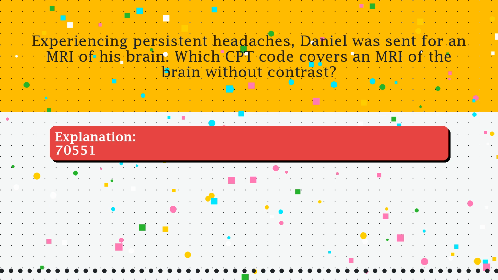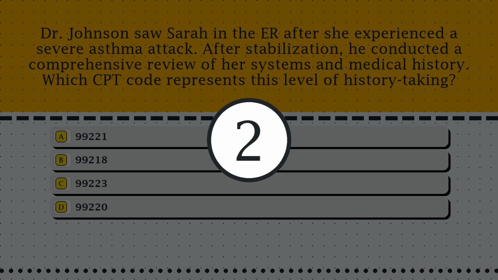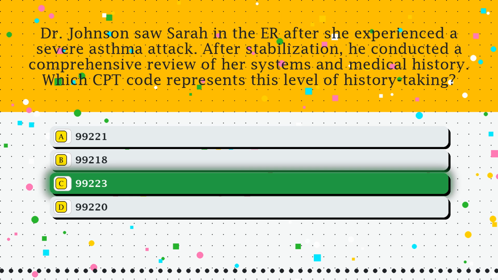70551. Question 222. Dr. Johnson saw Sarah in the ER after she experienced a severe asthma attack. After stabilization, he conducted a comprehensive review of her systems and medical history. Which CPT code represents this level of history taking? Option A, 99221. Option B, 99218. Option C, 99223. Option D, 99220. The correct answer is option C, 99223.